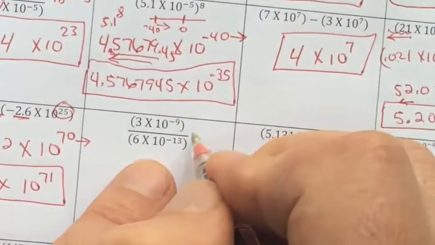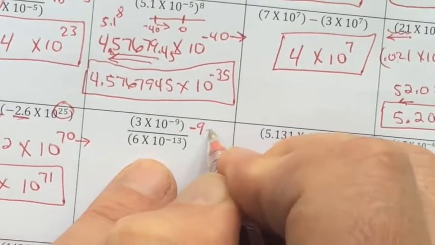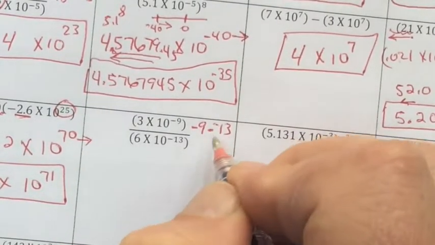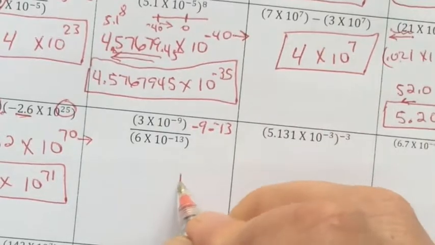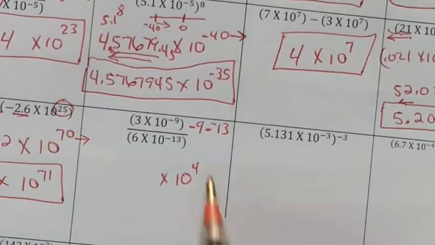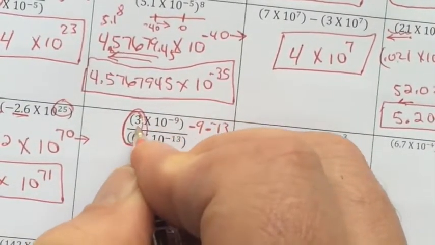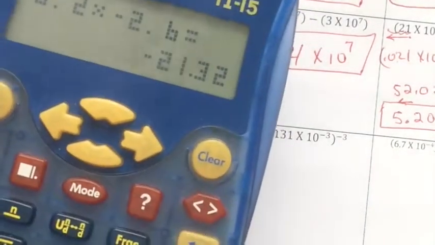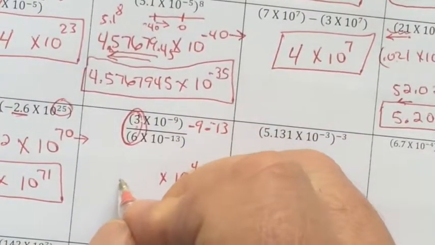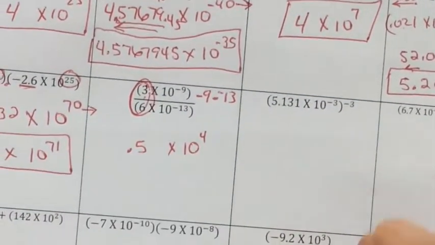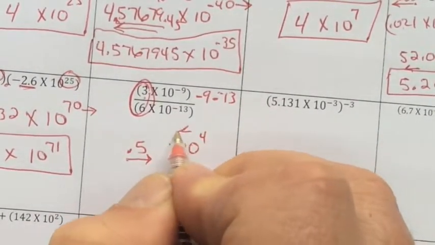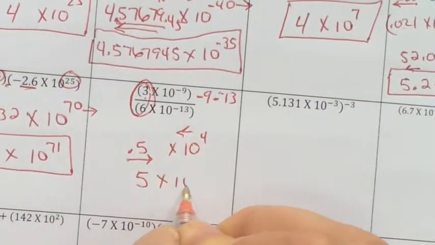Division means subtract, so I'm going to subtract top minus bottom, negative 9 minus negative 13. That is 4, because minus minus makes plus. It's really negative 9 plus 13, so I already know it's times 10 to the 4. And then I need to do the divide part. 3 divides 6 is 0.5. It's always the top one divided by the bottom one. So we have 0.5 times 10 to the 4. Well, that point has to be there. So I'm going to move it 1 this way, so the 4 goes 1 this way. So it becomes 5 times 10 to the 3.